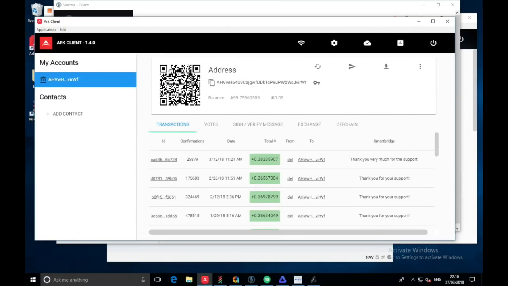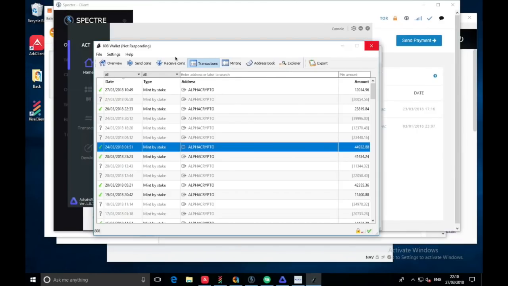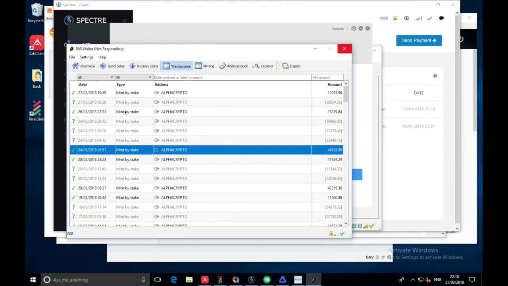And here's our second batch of wallets. So we have the Arc client, and it shows no stakes since the 20th. We have 808 wallet, which seems to be not responding at the moment, but we could fix that a bit later. But since the 20th, we've had one stake here for 44,932. Another stake on the 26th for 23,819. And another one just over 12,000 as well. So pretty solid at staking, 808.